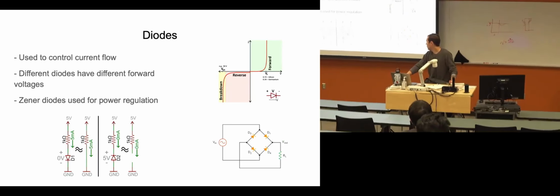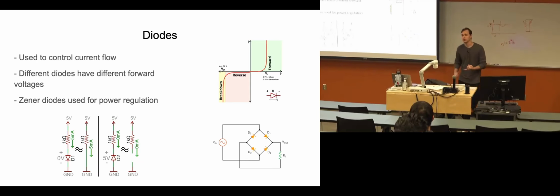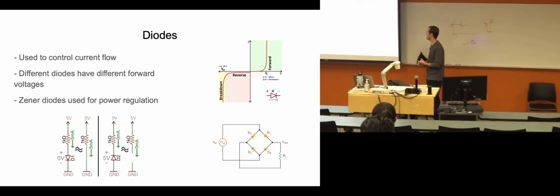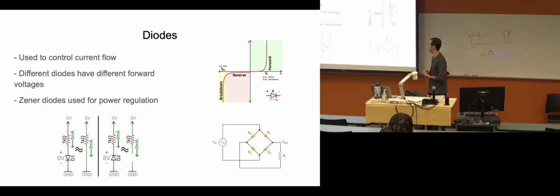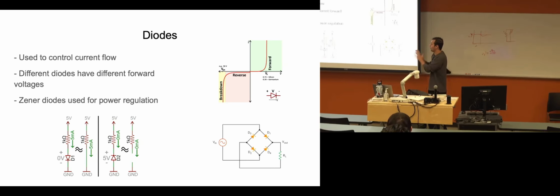And then our final component we're going to talk about. For us in this class, these are kind of the only 3 you really need to know: resistors, capacitors, and diodes. And because diodes are super important, and also we use a lot of LEDs in embedded systems. And those are diodes. They're light-emitting diodes, right? But other than just creating light, they're used to control current flow.